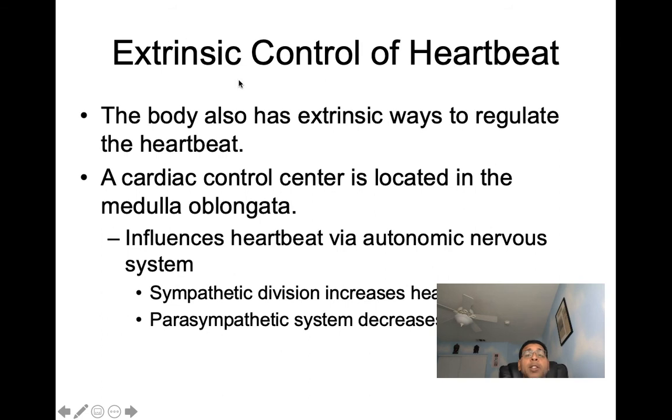Next, then, let's talk about extrinsic controls of heartbeat. We'll see the body also has extrinsic ways to regulate the heartbeat. First, we have a cardiac control center that's going to be located in the medulla oblongata, and it influences heartbeat via our autonomic nervous system. Right? We have our sympathetic and parasympathetic divisions we've talked about. The sympathetic division increases our heart rate, while our parasympathetic division is going to decrease our heart rate.